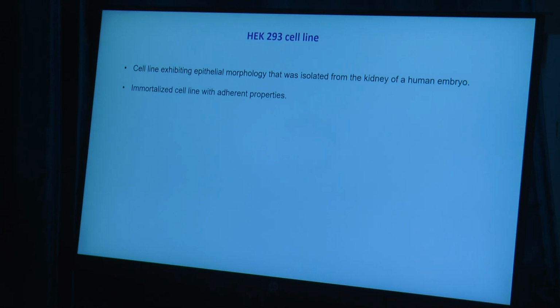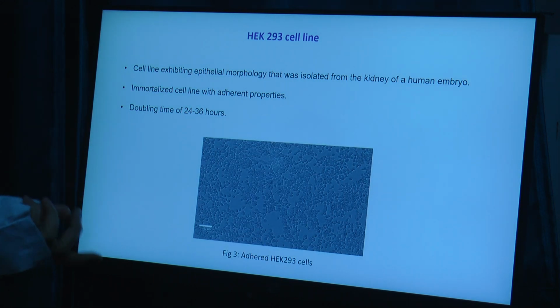After isolating these cells, some gene mutations were made to make them immortal, meaning they can divide continuously, so we can culture them. We take a very small amount and keep culturing to produce a large number of these cells. The cells double in about 24 to 36 hours. This is just one view of the cells.